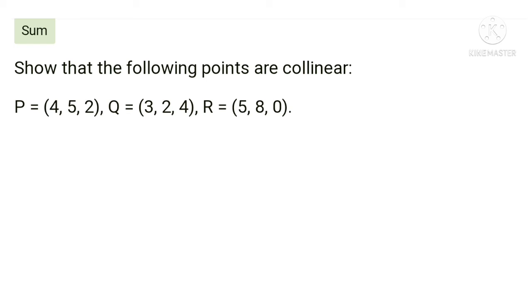Next question is the same, show that the following points are collinear. Same example you can do yourself.